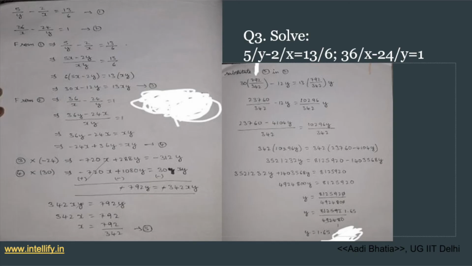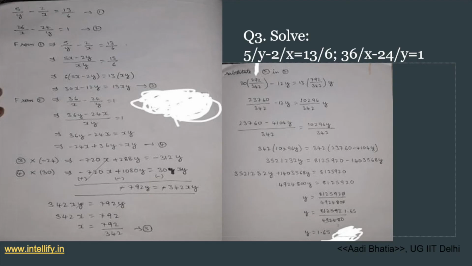Let's solve it ahead and take the LCM. So (5x minus 2y) upon xy is equal to 13/6. Then we'll cross multiply them, which gives 6 into (5x minus 2y) is equal to 13 into x into y. So 30x minus 12y is equal to 13xy, and this will be our third equation.